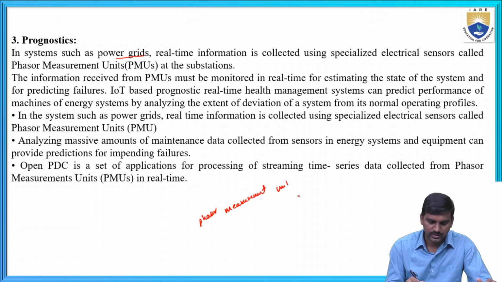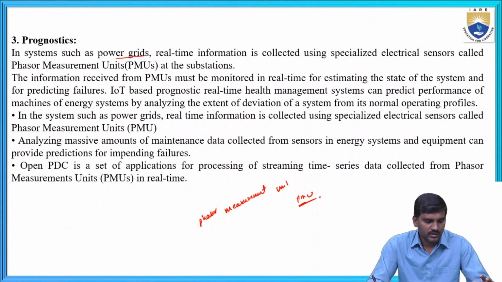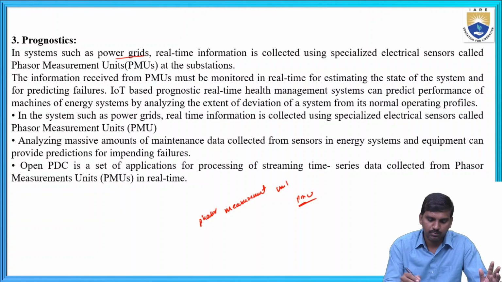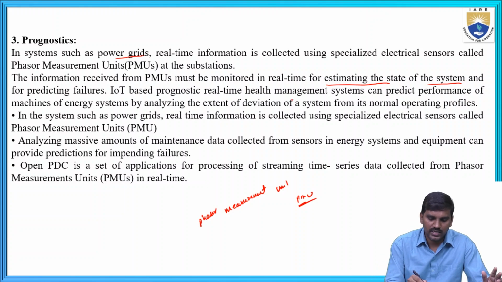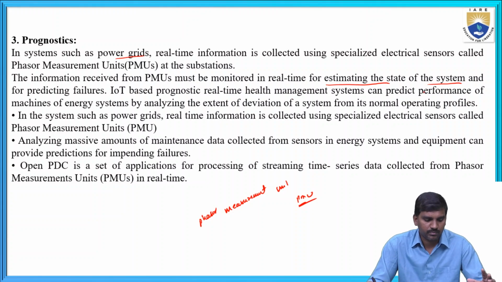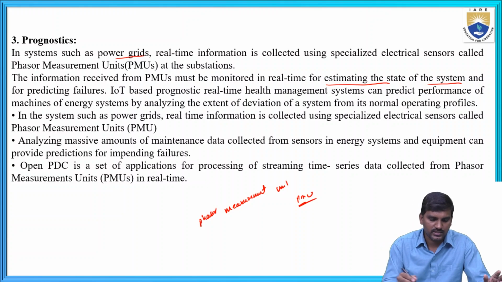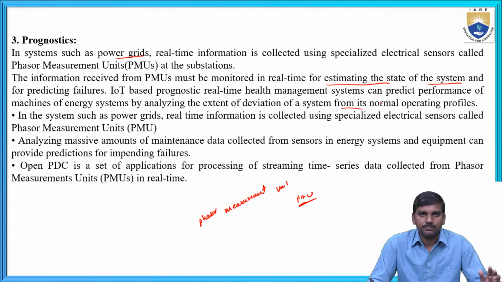Phasor measurement units, PMUs, at the substations are a very important term. The information received from PMUs must be monitored in real time for estimating the state of the system and predicting failures. IoT based prognostics and real-time health monitoring systems can predict the performance of machines and energy by analyzing the extent of deviation of information from its normal operating profiles.